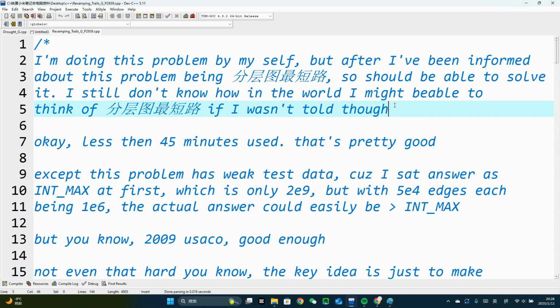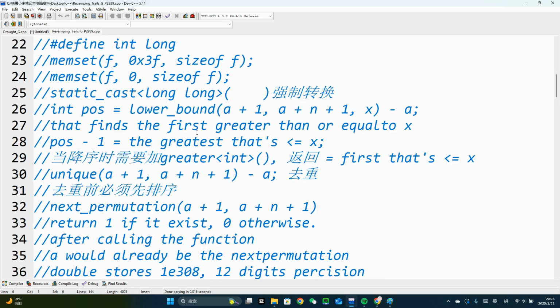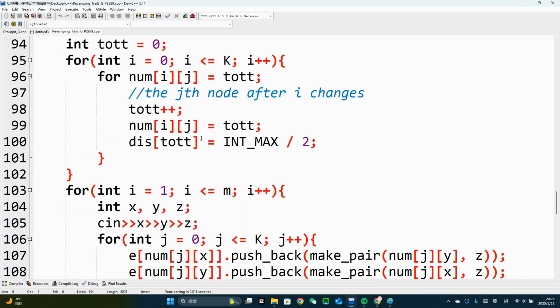Yeah, as I said, this is a template of layer graph shortest path, and I'm not sure if that's actually an algorithm in America, but this is the Chinese name for that algorithm. Layered graph, that's literally layer graph, and that's shortest path. All right, here's the implementation.